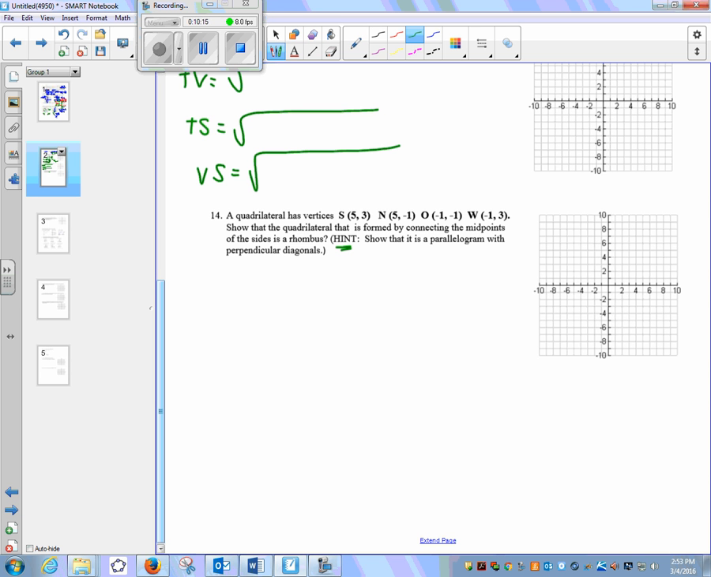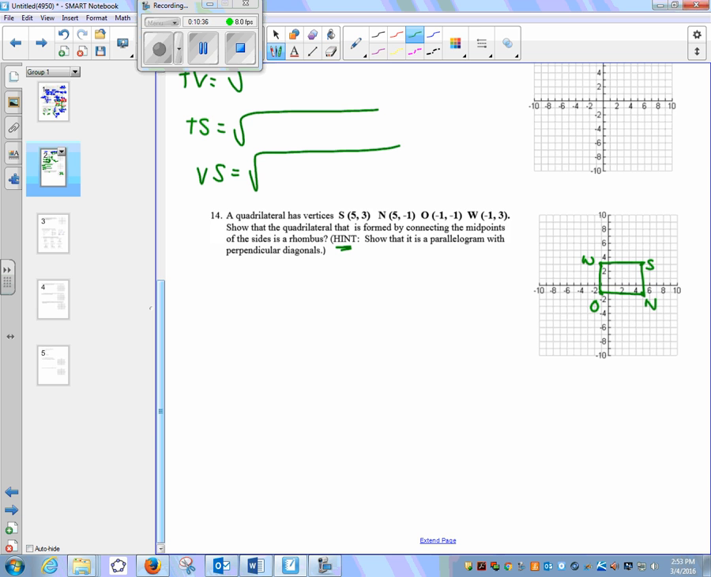Point S is at 5, 3. Point N is at 5, negative 1. Point O is at negative 1, negative 1. And point W is at negative 1, 3.